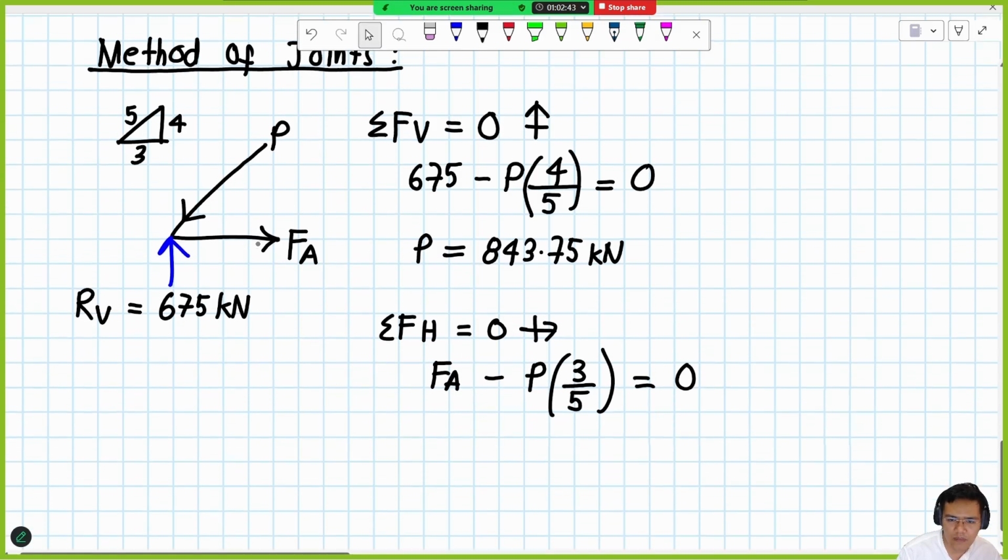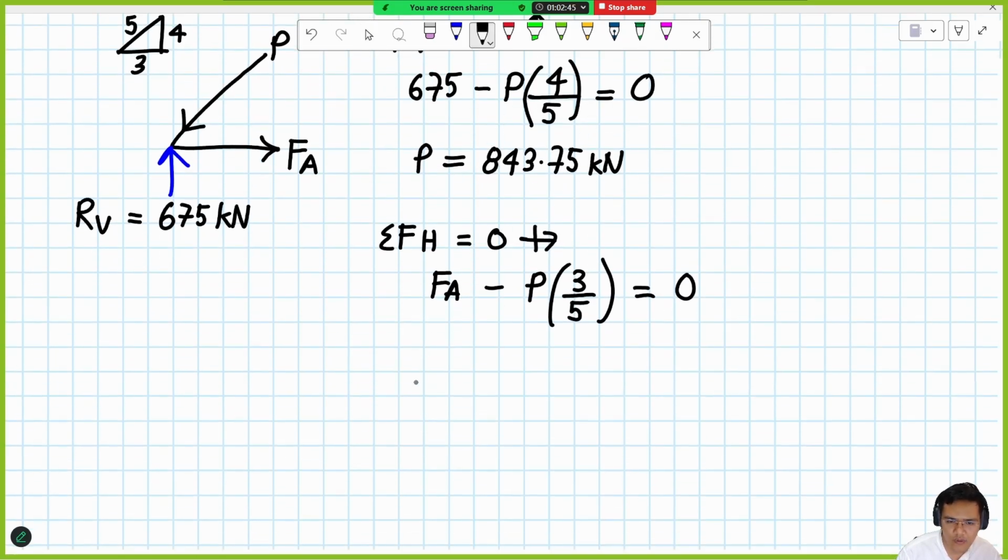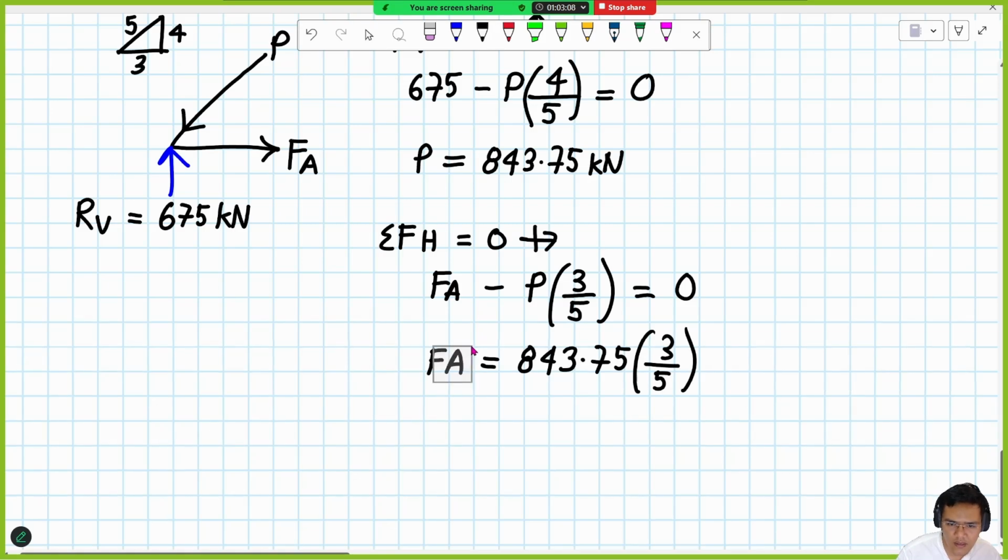Now, plugging in yung value ng P na na-calculate natin kanina, we would have F sub A equals to, tapos ilipat ko na yung term na to sa kabilang side ng equation, magiging positive. We would have 843.75 times 3 over 5. Okay? So meron tayong value ng F sub A, or yung internal force ng member A. Okay? Which is 506.25.